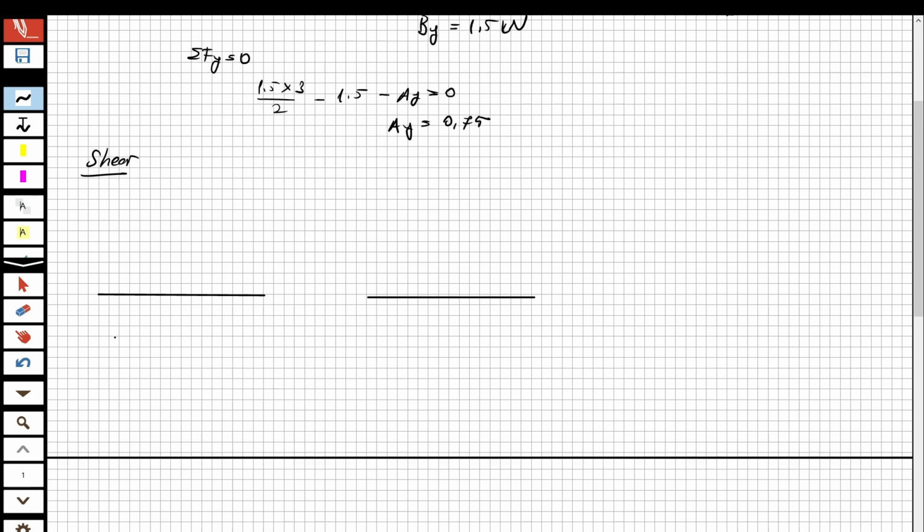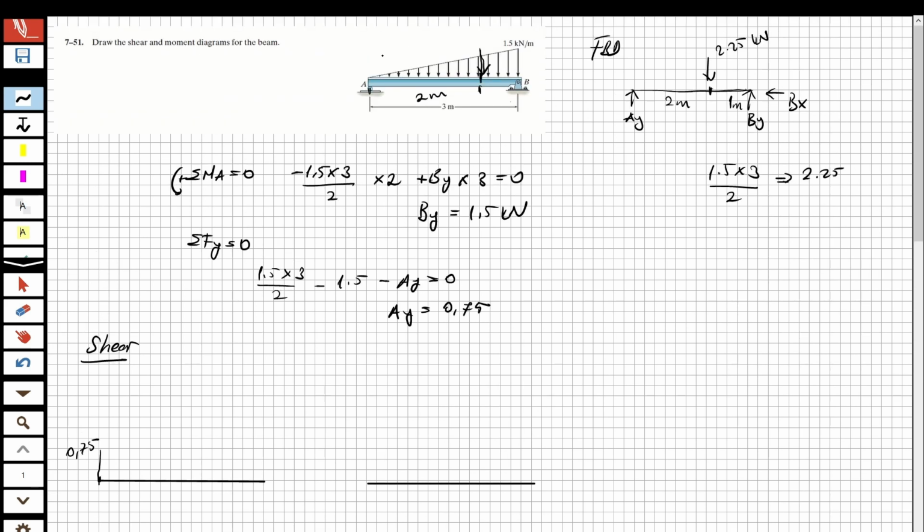For example, for this one, I have a shear here. What is the shear at point A? 0.75, right? 0.75. And look here, this is the small part. The force will act as the smallest part from that point, and it's going to increase until that point. So it's going to be something like that.